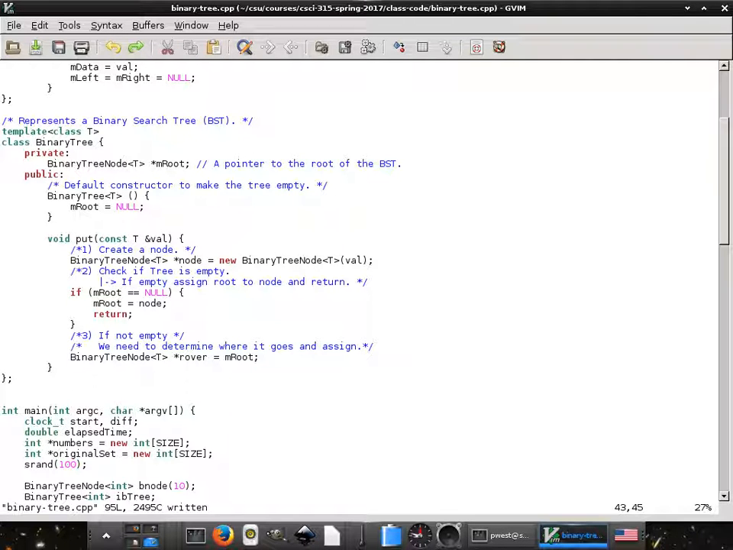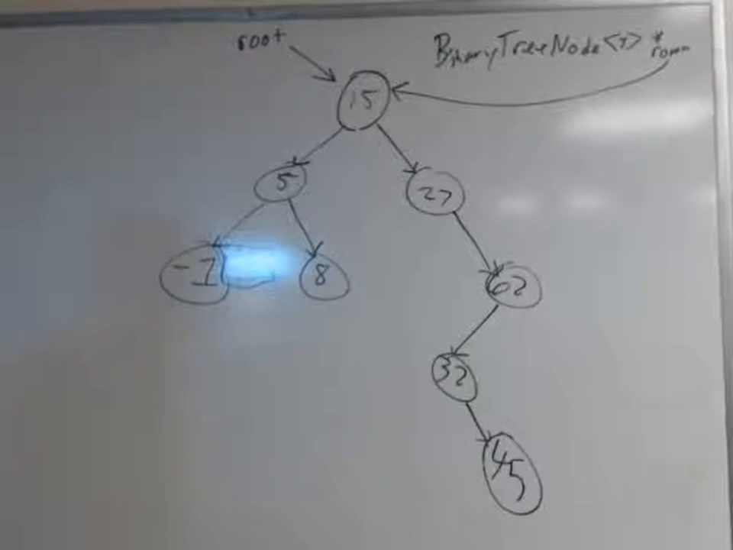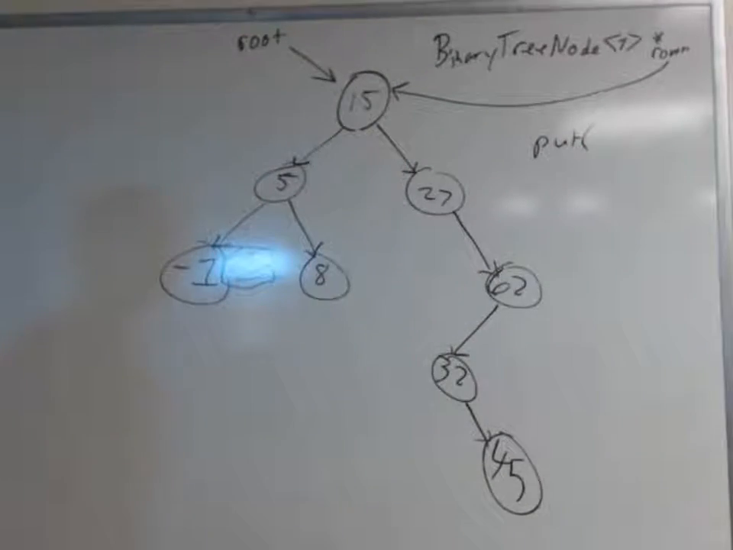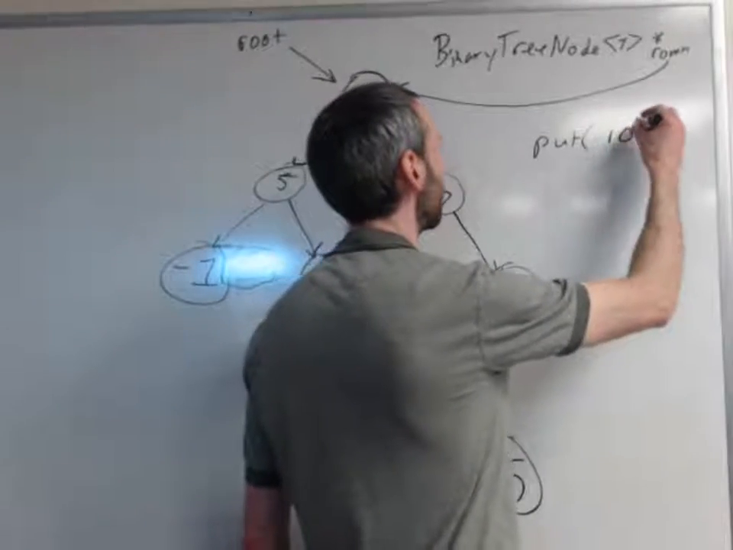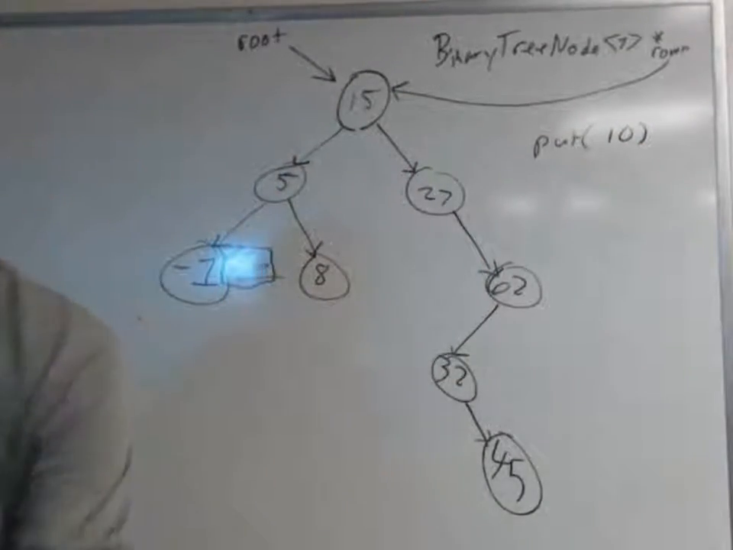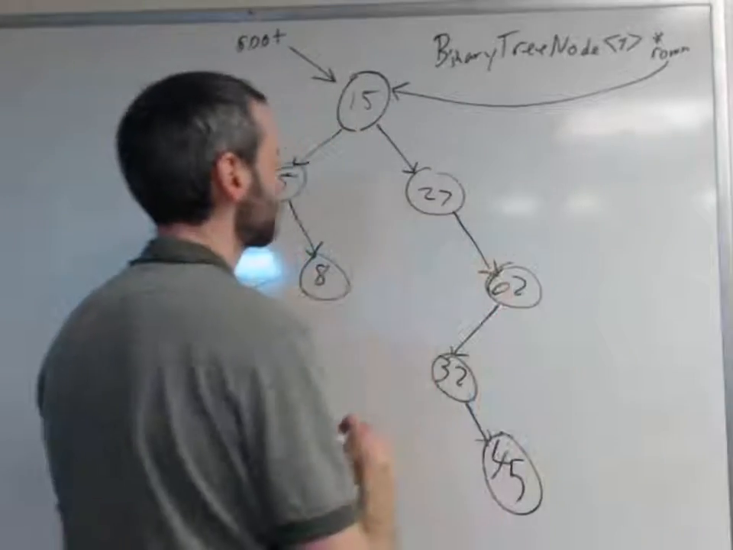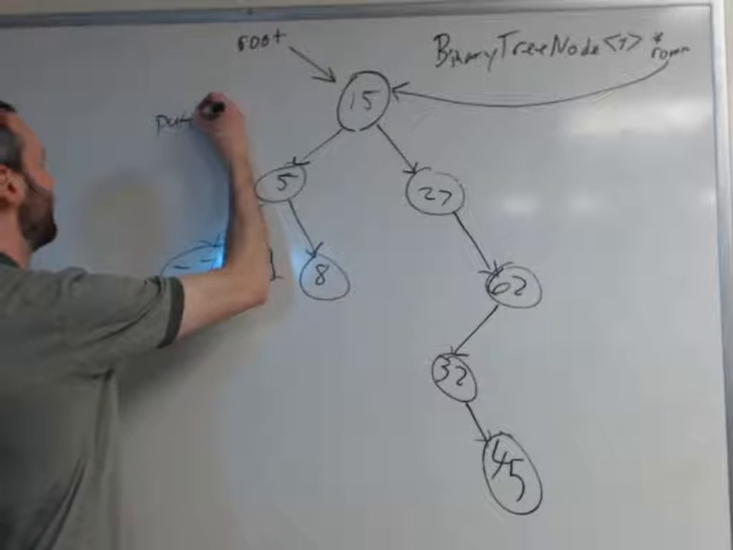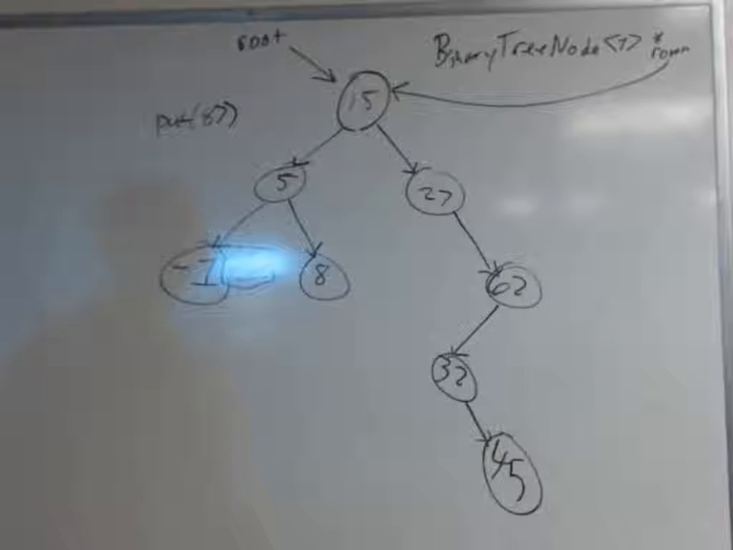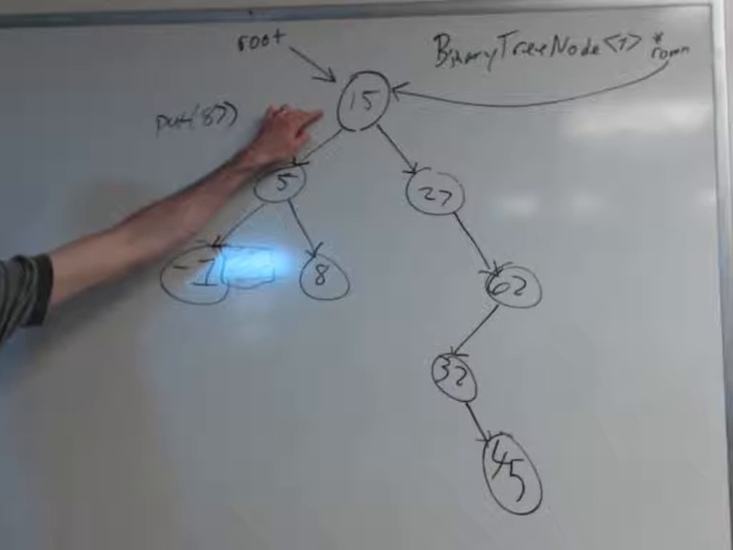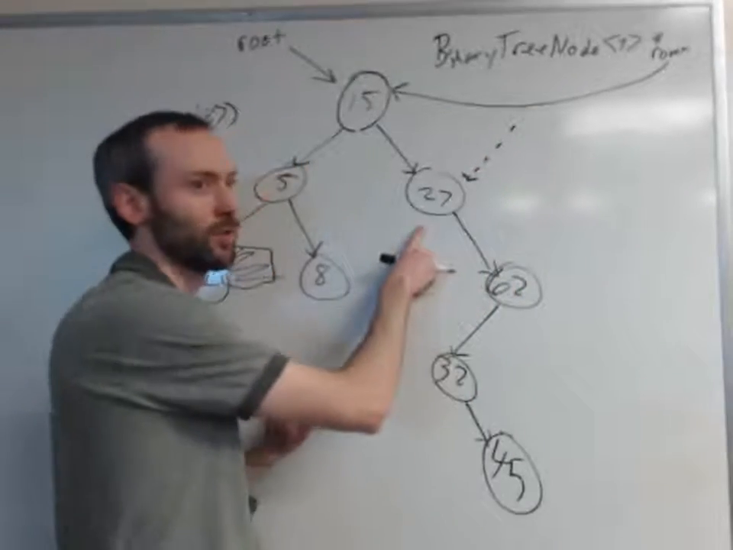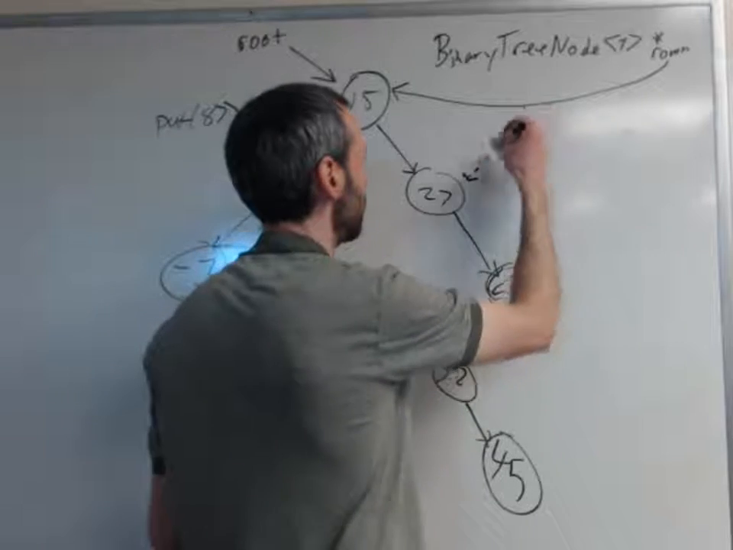Great. Okay. So if we were going to put in, what would be a good value? Let's put in 10. And I should put this on that side so I don't convolute everyone. Actually, we're not putting in 10. We're going to put in 87. That way, things don't get too bad. So if we're going to put in 87, if we're looking at 15, which way do we go? Right, okay. So then it would go over here. Looking at 27, which way should we go? Right, so then it would go over here.